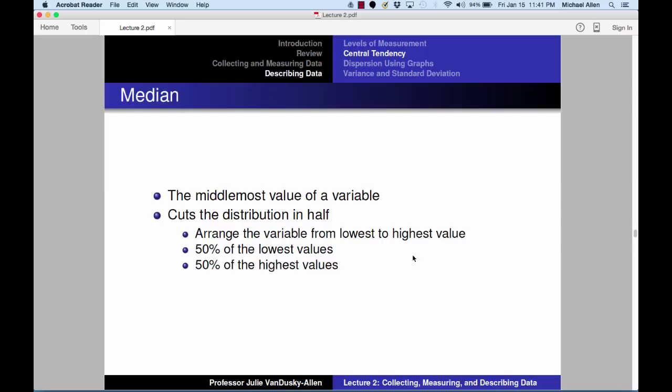The median is the middlemost value in the variable. First, we arrange the data from the lowest value to the highest value. Then we look for the observation that is in the middlemost observation, with 50% of the observations below it and 50% of the observations above it.